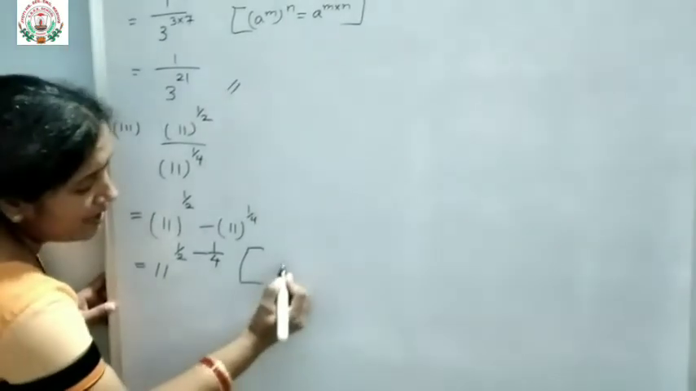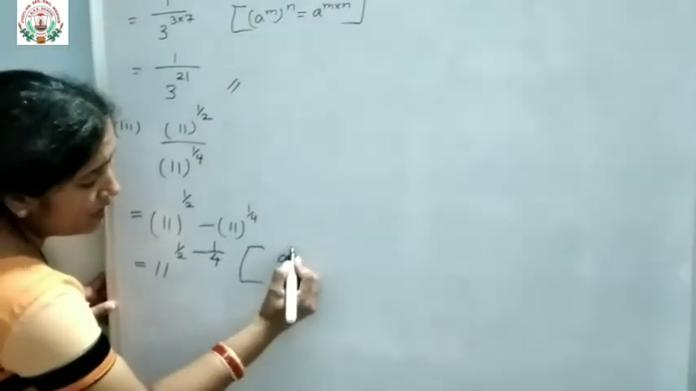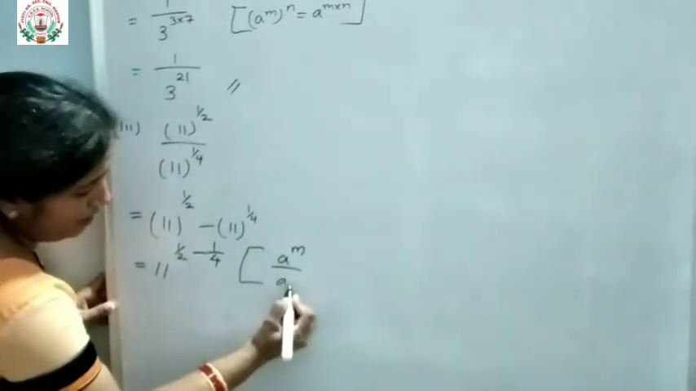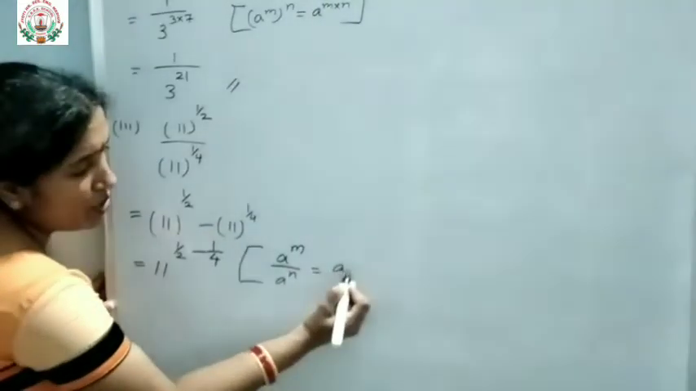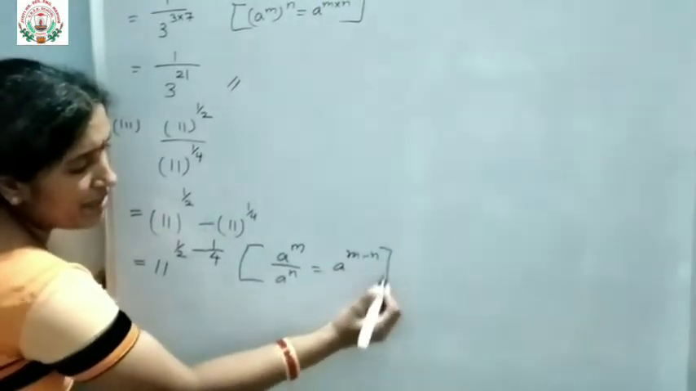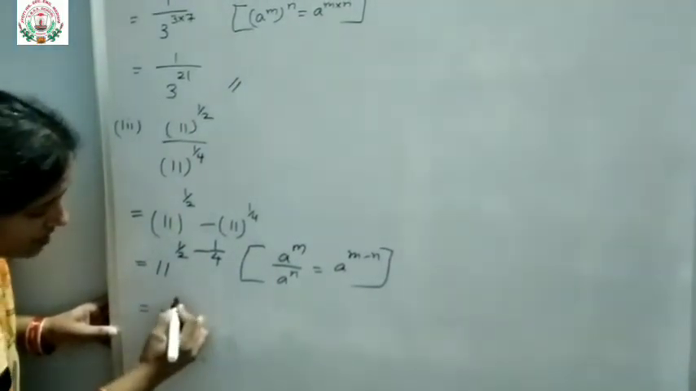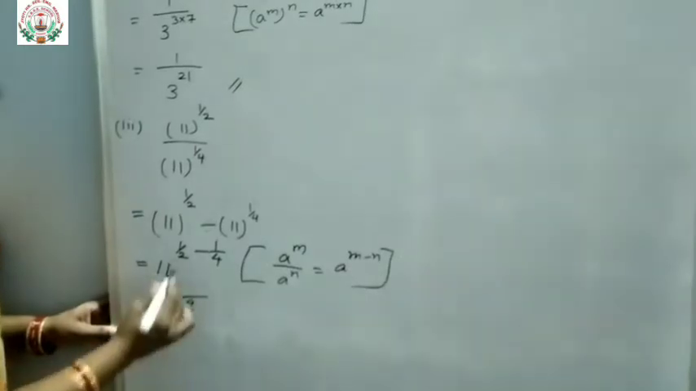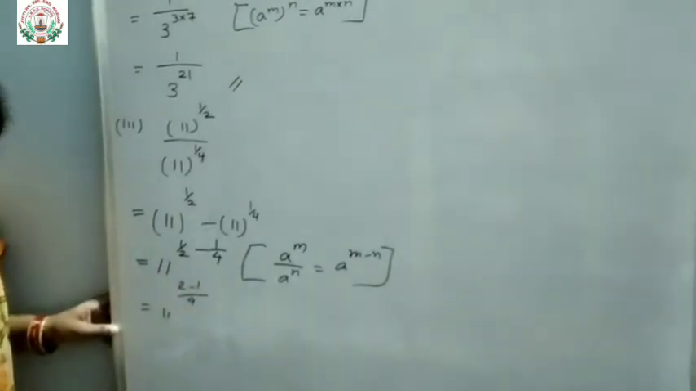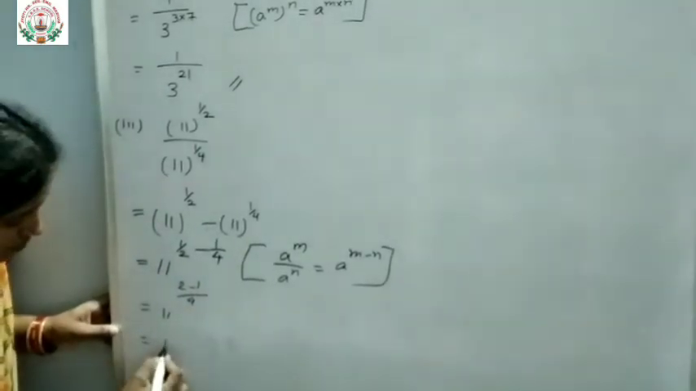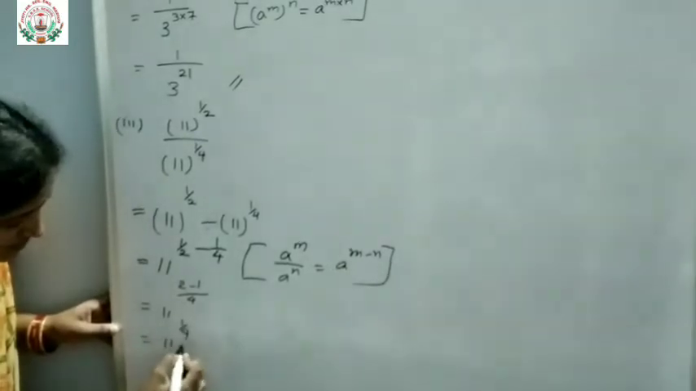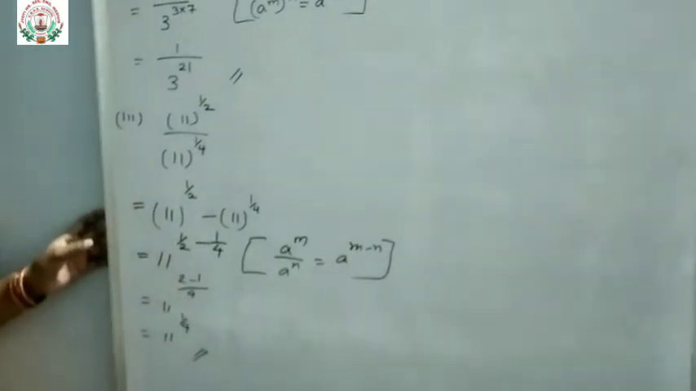The formula we write: a to the power m upon a to the power n equals a to the power m minus n. So now take the LCM of the powers, that is 4. So 2 minus 1. So here it will be 11 to the power 1 upon 4 as the answer.